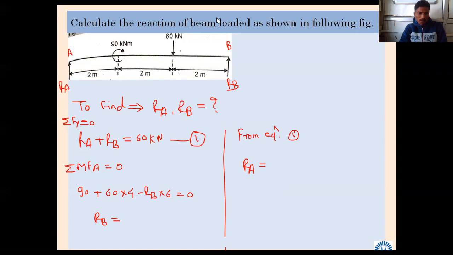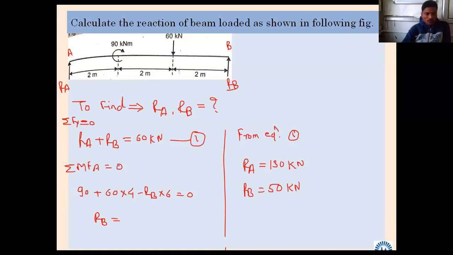Very good. Let me check. Avinash, 35. Yes, sir. What is the answer? RA equal to 130 kilonewton. 130. Okay. And RB? 50 kilonewton. 50. Yes, sir. Let me check. Okay, just a minute. I will ask somebody else also.